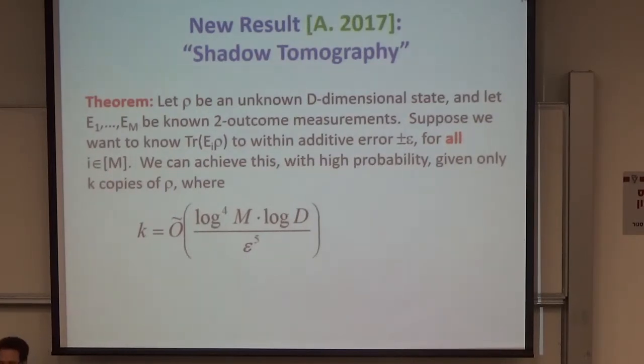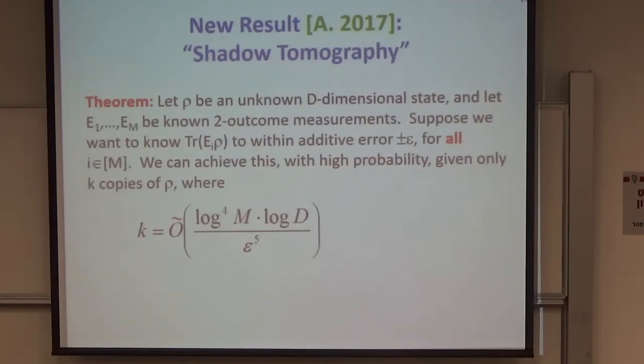Let me state the theorem. Let rho, again, be an unknown d-dimensional mixed state. Now suppose we have a list of known two-outcome measurements, say E1 up to EM. Suppose that we want to know the trace of Ei rho to within an additive error of epsilon for every i in our list. Then there is some measurement that will tell you that, with high probability, and it measures only this number of copies of rho.